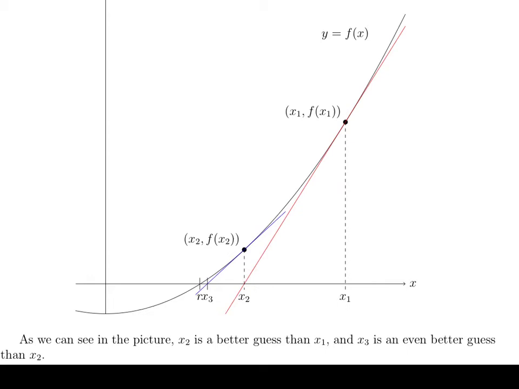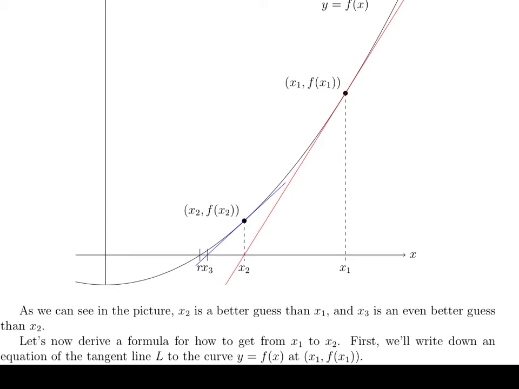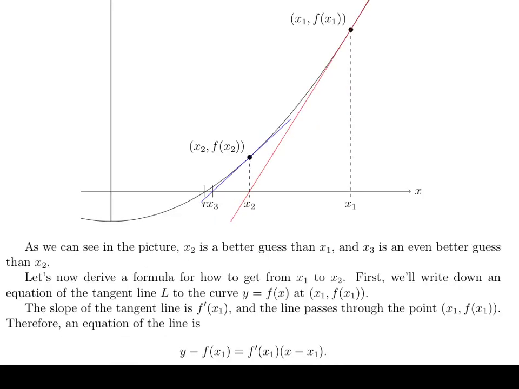All right, let's now derive a formula for how we're going to get from x1 to x2. What we'll do is write down an equation of the tangent line, L. That's the tangent line to the curve y equals f of x at x1, f of x1. We know the slope of the tangent line is f prime of x1. The line passes through the point x1, f of x1. Remember, we only need two pieces of information to be able to write down an equation of the tangent line. So we get the equation y minus f of x1 equals f prime of x1 times x minus x1.